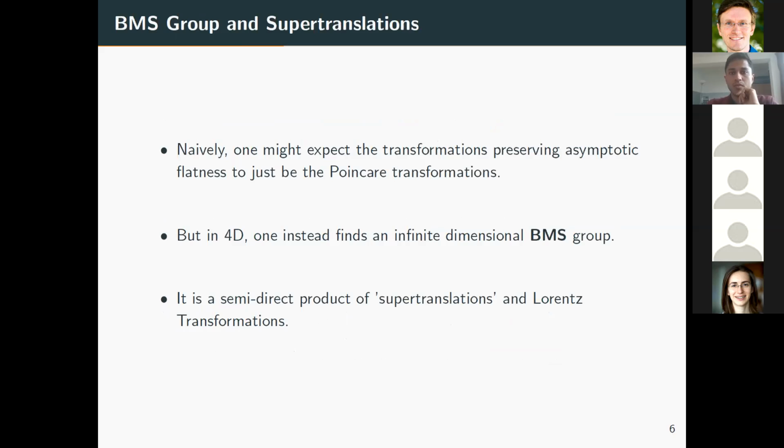Now, around 50 years ago, through the work of Bondi, van der Burg, Metzner, and Sachs, it was found that the asymptotic symmetry group of asymptotically flat spacetimes is not just the Poincare group, which one may naively expect, but there's an infinite dimensional generalization of the group to the BMS group. And it is a semi-direct product of supertranslations and Lorentz transformations.